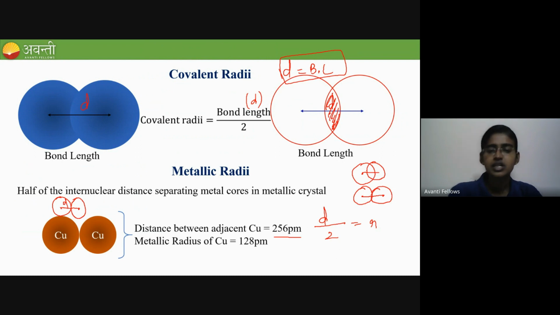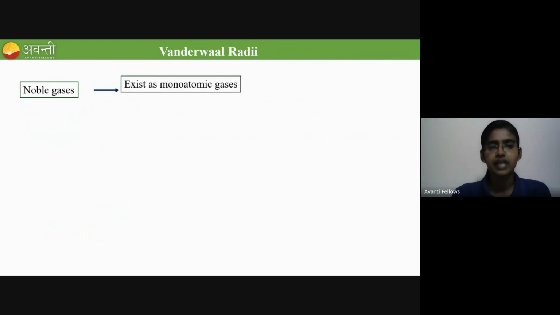Now let's move on to the third radius, that is van der Waals radius. Mostly van der Waals radius is observed in noble gases. Noble gases mostly exist as monoatomic gases, like helium, He, neon, argon, krypton, xenon. Only one atom will be there. In the case of nitrogen we have N2, oxygen O2, right? These are diatomic in nature, but all the noble gases are monoatomic.